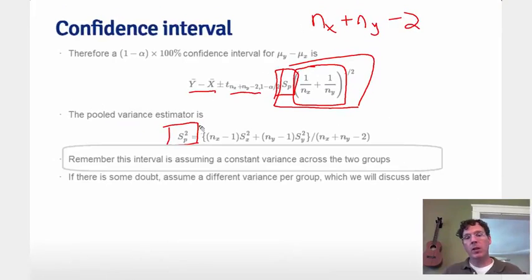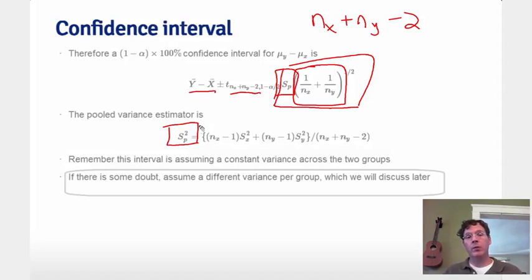But remember, this interval assumes a constant variance across the two groups. If that assumption is violated, then this interval won't give you the proper coverage. If there's some doubt, simply assume a different variance per group, which we'll cover later on in the lecture with a slightly different interval.